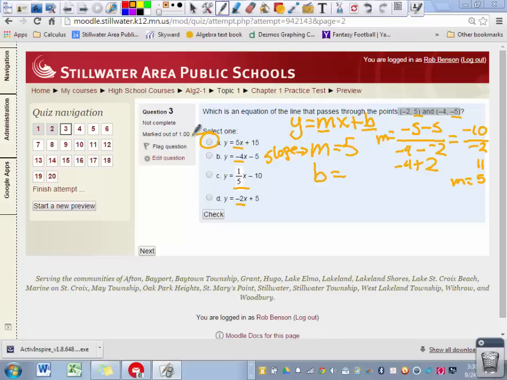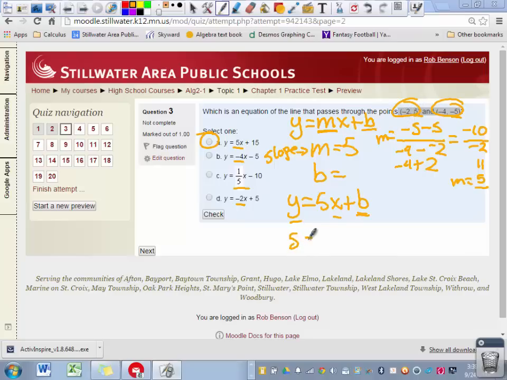So now we got our equation, and it's y is equal to, we got our slope, sorry, 5x plus b. We just pretty much took this 5 and put it in for my m. And now what I need to do is figure out what this b is. So I can take either of these 2 points up here and plug it in for my y and for my x. So let's just take the negative 5 and put it in there.